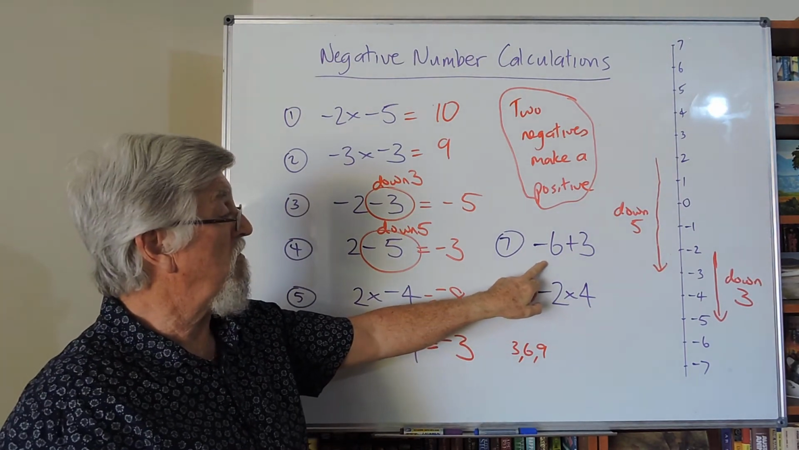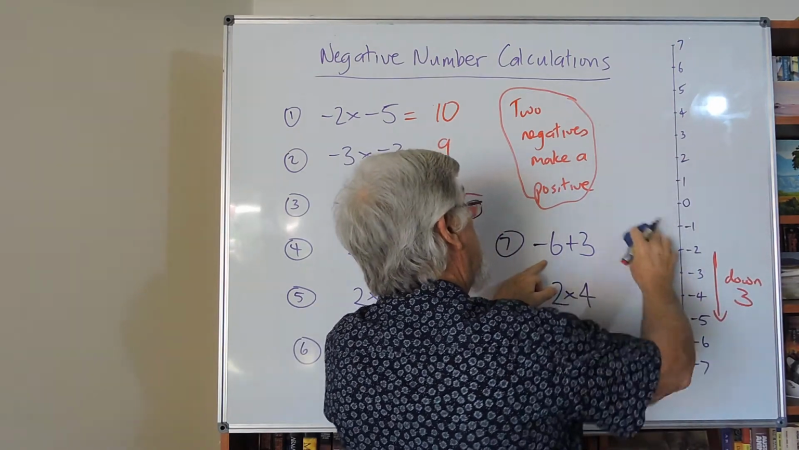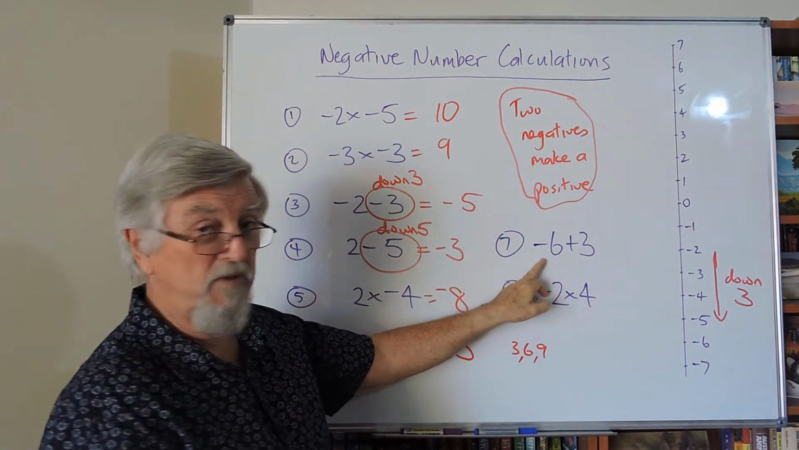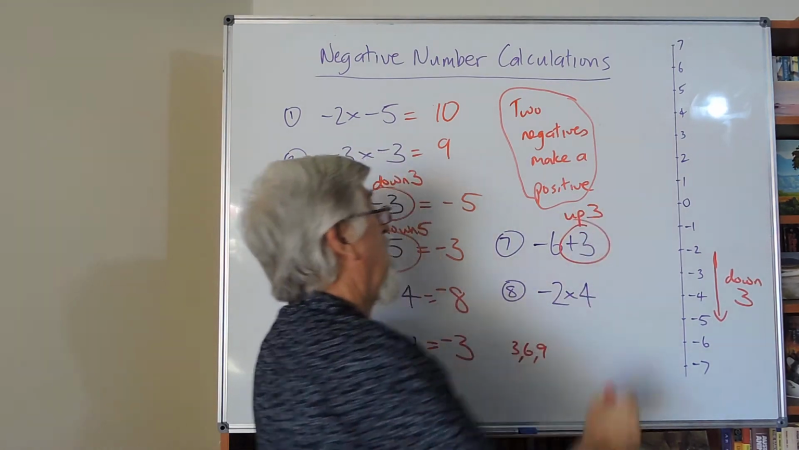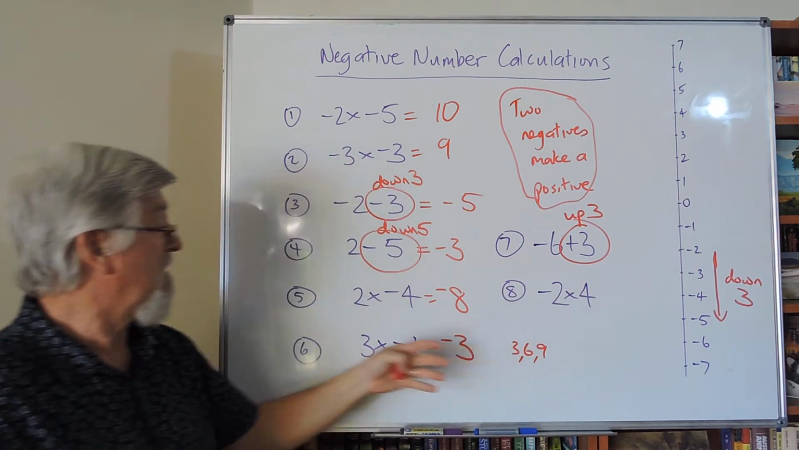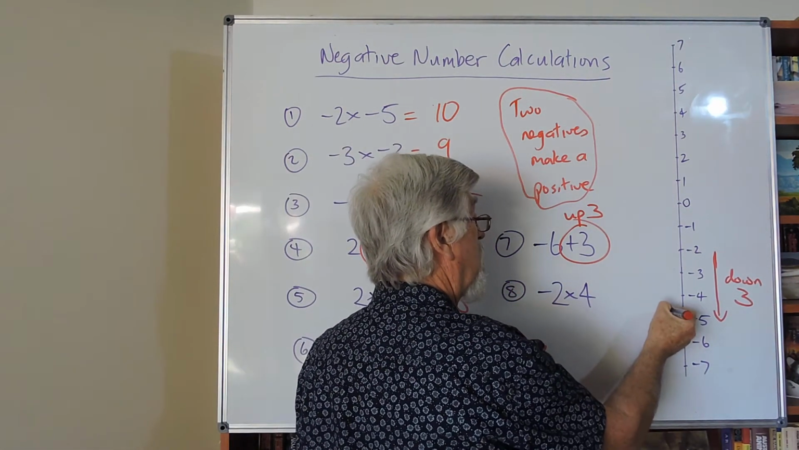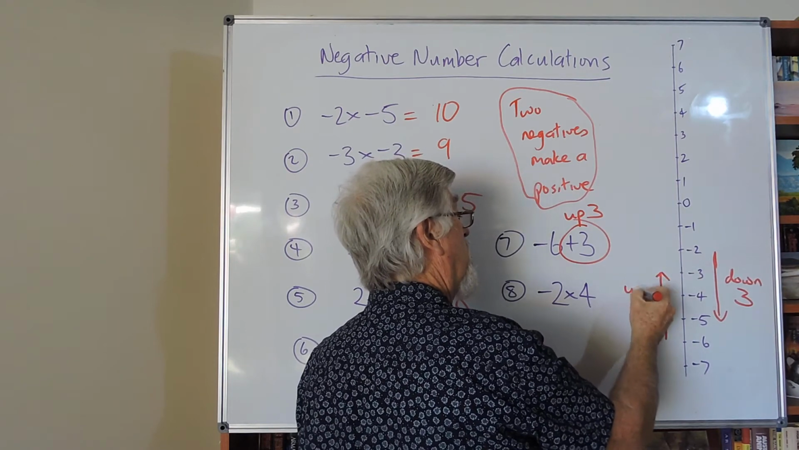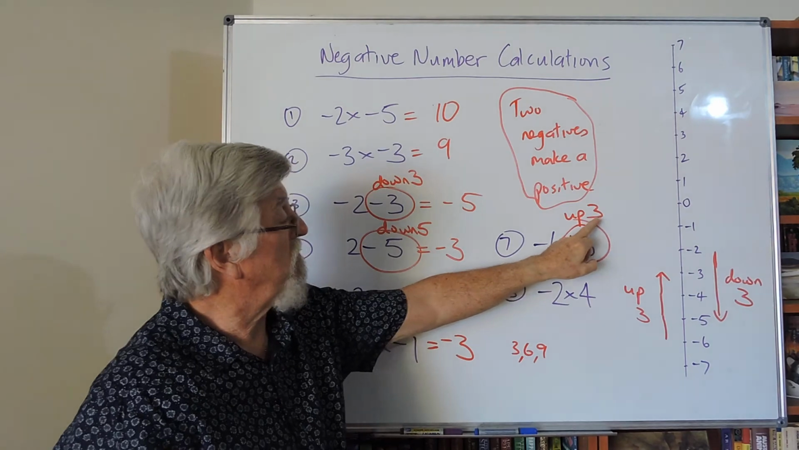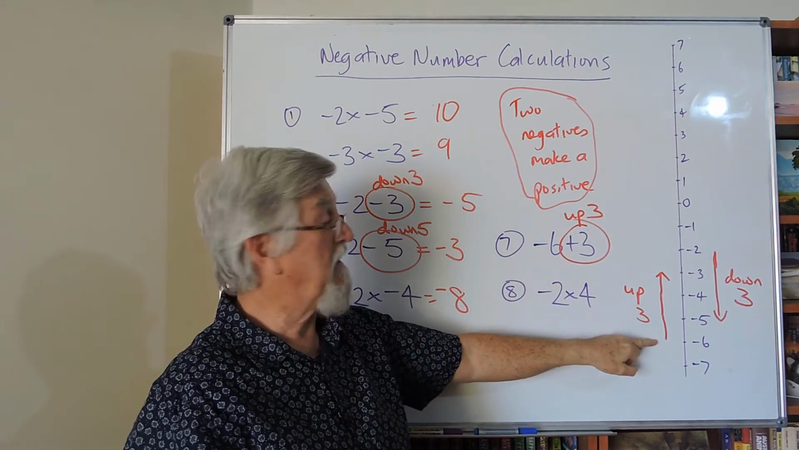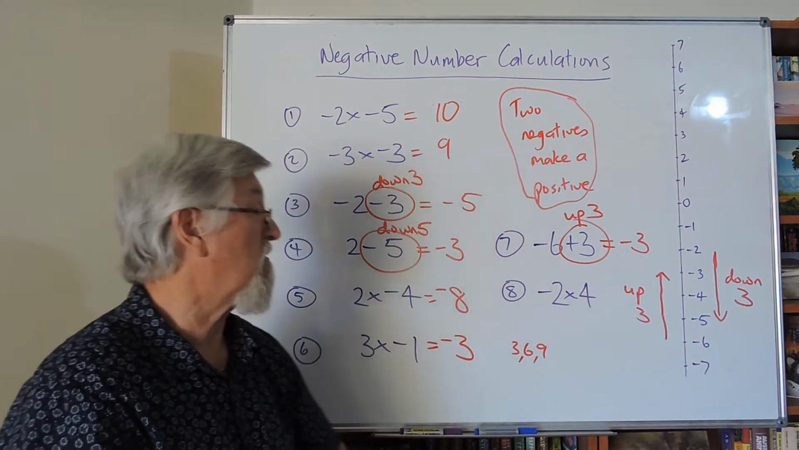Go back to the number line again. If we started at -6, this time starting right down here at -6, +3 just means up 3. This is not multiplication, these are addition. So -6 plus 3, 1, 2, 3, and there we've got up 3. So what happens when I go up 3? Up 3 from -6, I end up at -3.